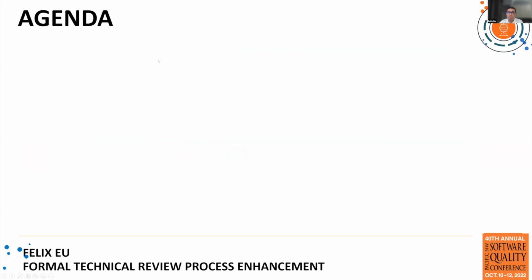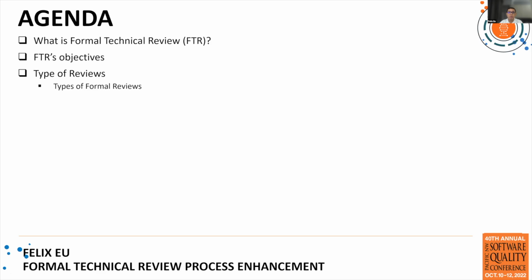Let me start my presentation by providing you with what I will cover for today's topic. I will briefly talk about what is the formal technical review, FTR, and what is covered under the FTR. I will move on and touch on the FTR objectives, which will cover the 4 important elements. Then I will go through the different types of review, including the formal reviews. Then I will introduce you to the phases of FTR so that you will have an idea about how the FTR process is formed.